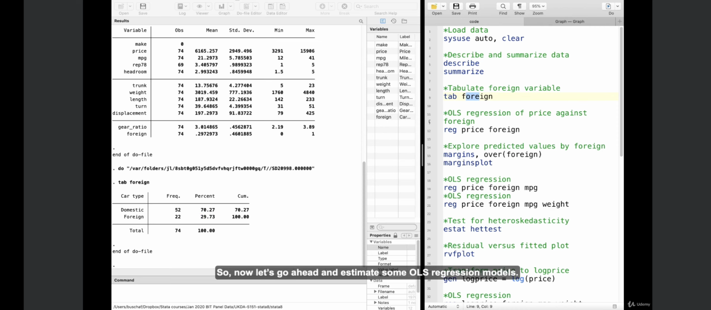So let's go ahead and estimate some ordinary least squares regression models. Rather than immediately going into a full-blown model with many variables and interaction terms, let's build it up slowly and interpret the output and diagnostics along each step. The variable foreign lends itself to a nice simple question. Are foreign cars more expensive than domestic cars?